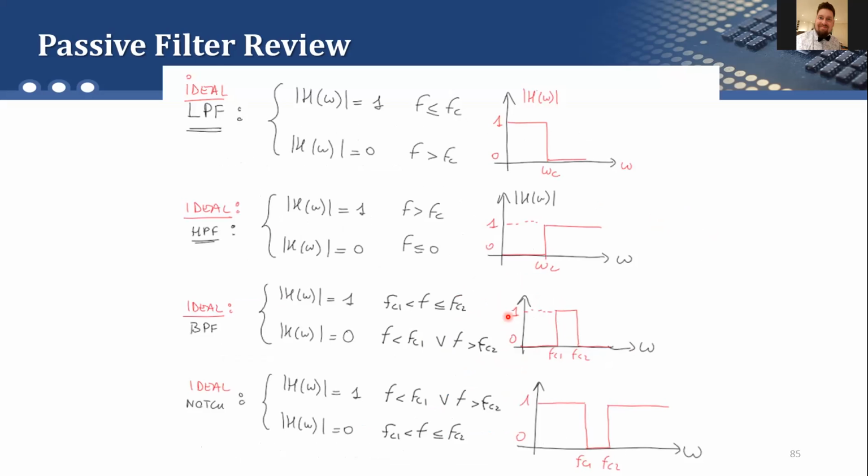Okay, so if you repeat the same procedure that we did for the low pass filter, you will get a similar plot for the high pass filter, band pass filter, and notch filter. For a high pass filter, the magnitude is equal to 1 only if f is greater than fc, and the magnitude of the frequency response is equal to 0 if f is smaller than fc. Okay, here I should have written fc, another error.